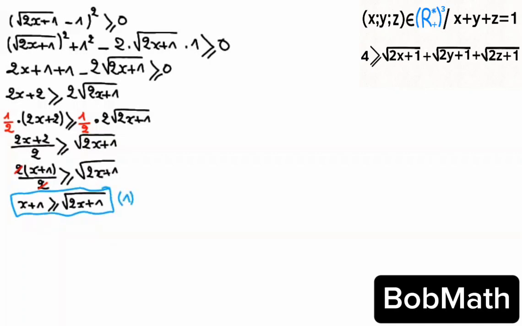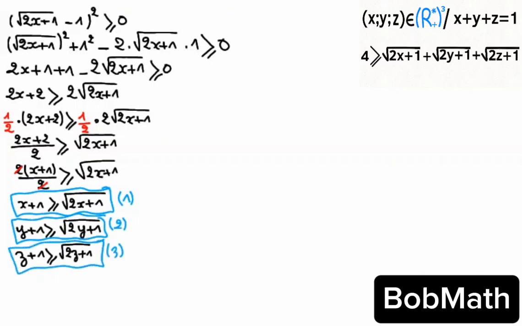And in the same way we show that y plus 1 is greater than or equal to square root of 2y plus 1, and z plus 1 is greater than or equal to square root of 2z plus 1. We call these inequality 2 and inequality 3. Now we add inequalities 1, 2, and 3 side by side. So we get x plus 1 plus y plus 1 plus z plus 1 is greater than or equal to square root of 2x plus 1 plus square root of 2y plus 1 plus square root of 2z plus 1.